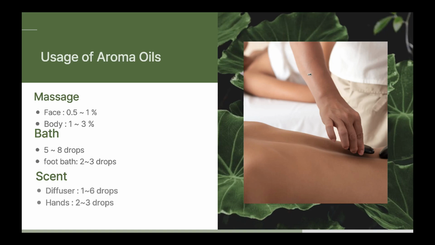You can also use it to smell the scent of it. This also has a lot of health benefits and is also great for your mental health as well. You can put 1 to 6 drops of aroma oils in your diffuser, and you could also put 2 to 3 drops on your hands, put it near your nose, and inhale it. Again, make sure that you don't put it too close to your eyes because it can make your eyes sting.